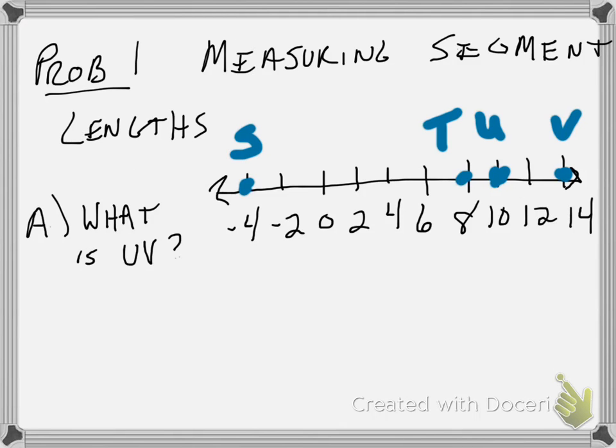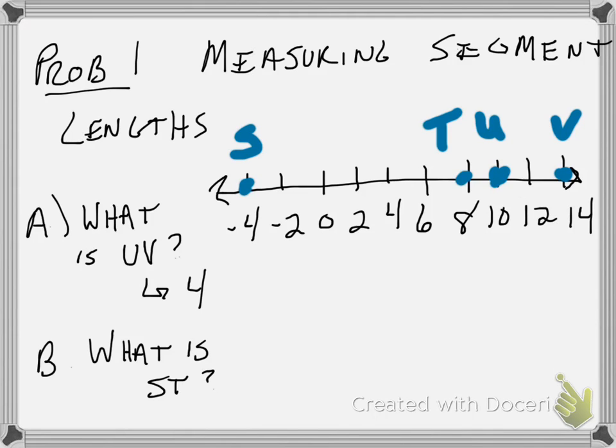Problem 1 is about measuring segment lengths. We have a line here with a bunch of points S, T, U, V on the line, and what they're asking in part A is: what is the distance of UV? So how far is it from point U to point V? The book will explain it using absolute values and things like that. The easiest way I've found to do this is just simply to count. So we start at 10, we go to V, which is 14, so how far is it? That's 2 to the 12 and 2 to the 14, so that's a total of 4. So UV is 4.